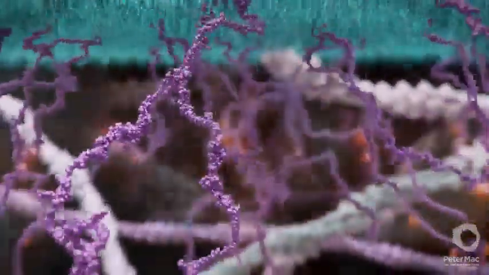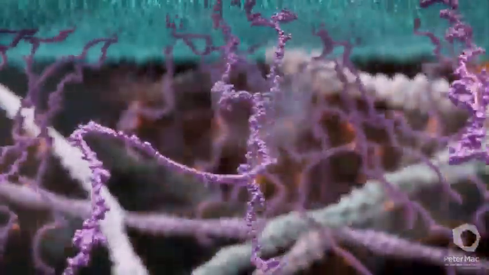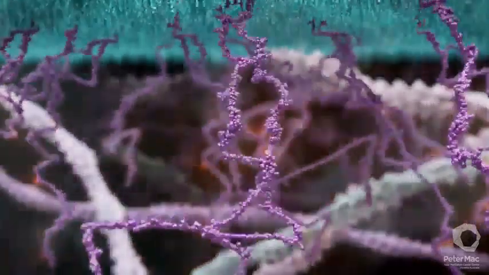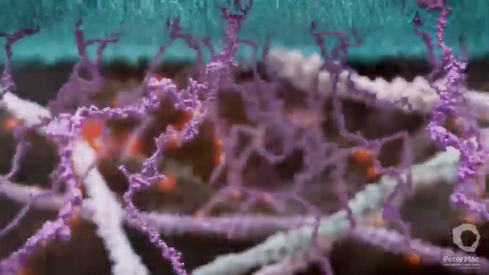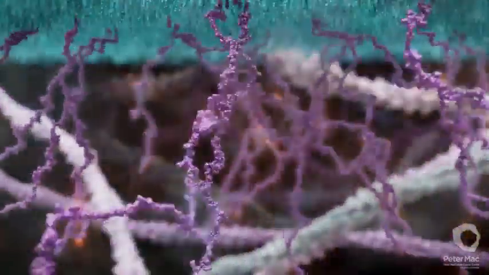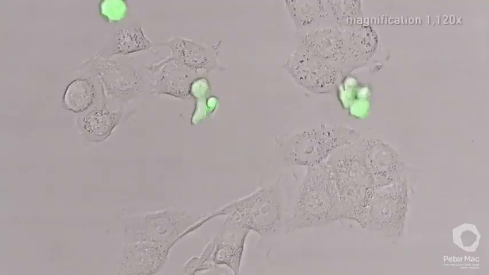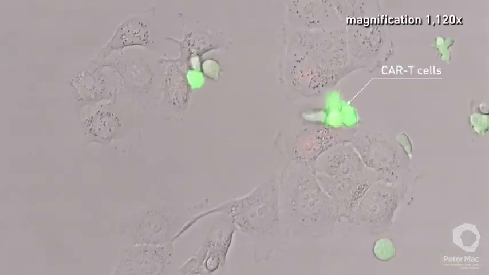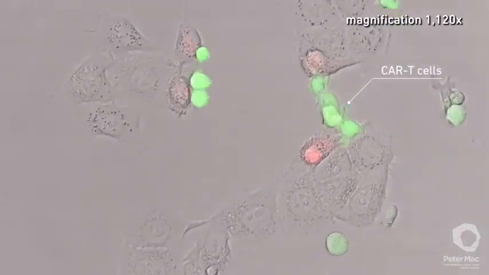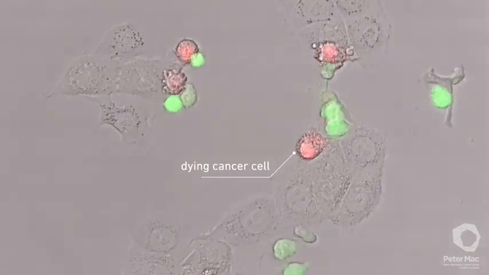CAR T cells are known as serial killers because they can kill, release, and move on to kill other cancer cells in a cycle that can occur multiple times. This makes them very effective in the fight against cancer. CAR T cells can remain in the body and will reactivate if the cancer returns, even years later.